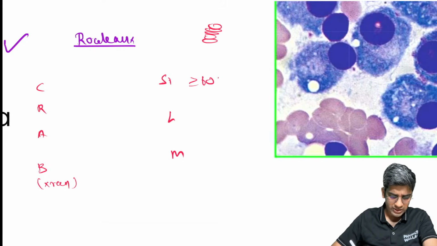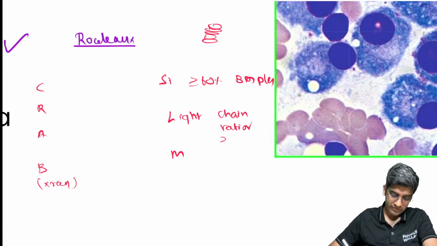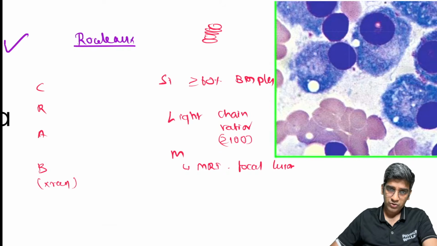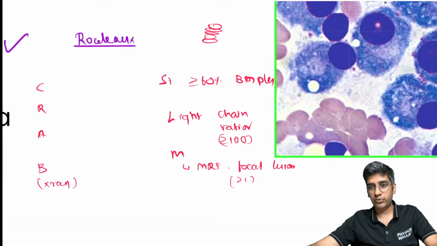S is more than or equal to 60% plasma cells in bone marrow. L is light chain ratio of more than 1:100, involved to uninvolved. If the involved is 100 times more than uninvolved, I'll definitely call it a multiple myeloma. M stands for, in MRI, we have something called focal lesion. Focal lesions in MRI, diagnostic of multiple myeloma. More than one focal lesion is required for us to say it's a patient with multiple myeloma, right? SLiM is what is approved.